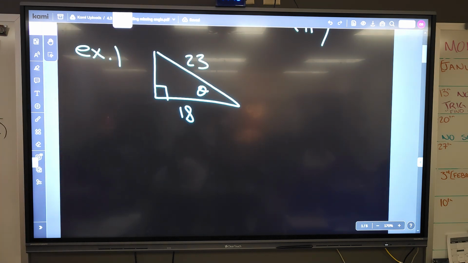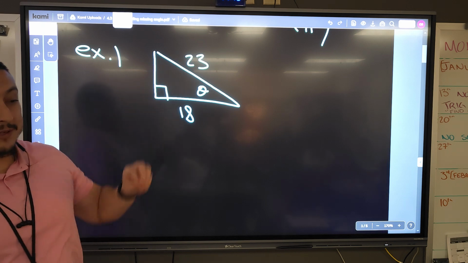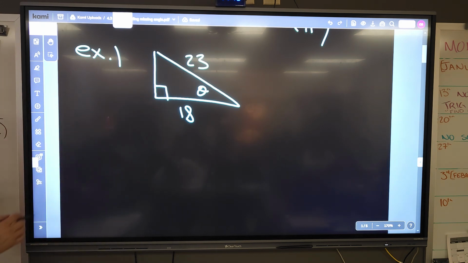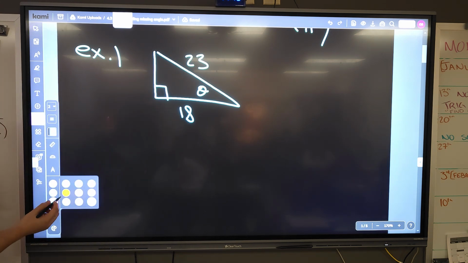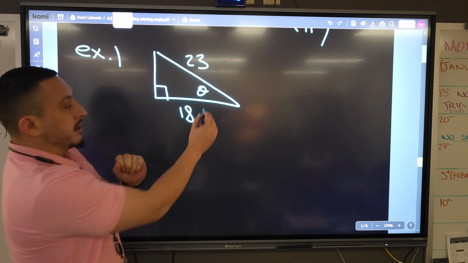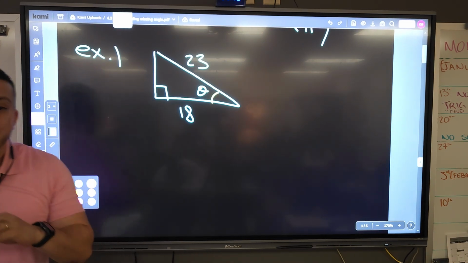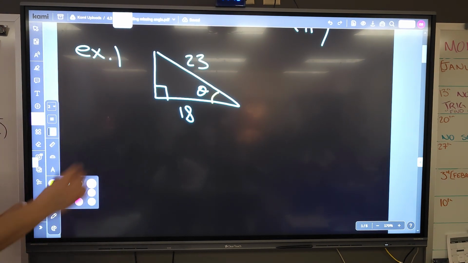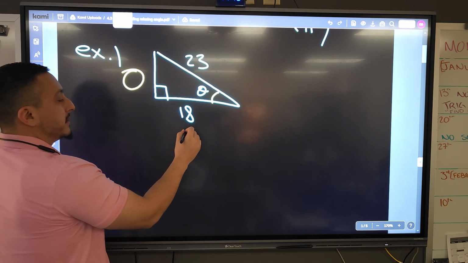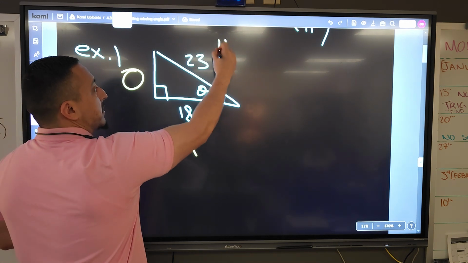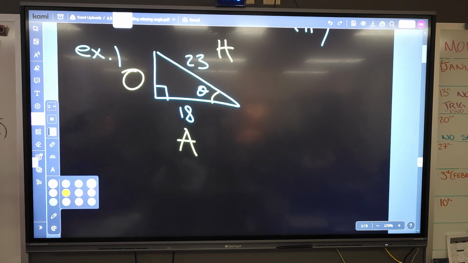Okay, so difference. Yesterday you had that angle, right? And you had one side. Now you have two sides, but you don't have the angle, okay? The labeling is still super important, and it's from the point of view of the angle that you're looking for. So from the point of view of theta, this is opposite, this is adjacent, and this is hypotenuse.